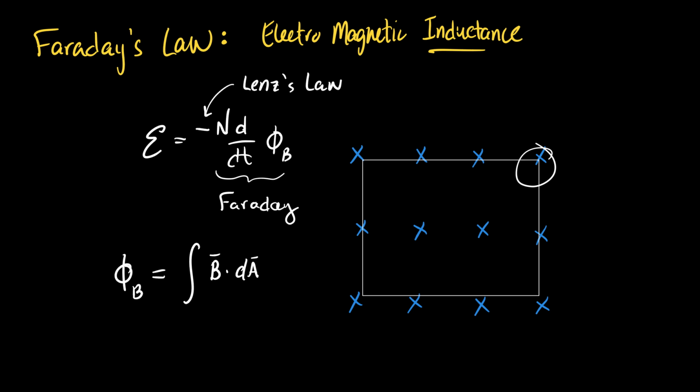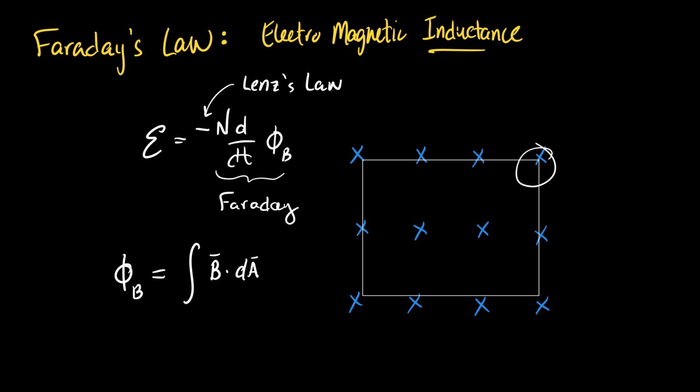And put it in English in your notes. It's a sum. We're adding up how much magnetic field crosses an area. That's all we're doing. So it is a sum.